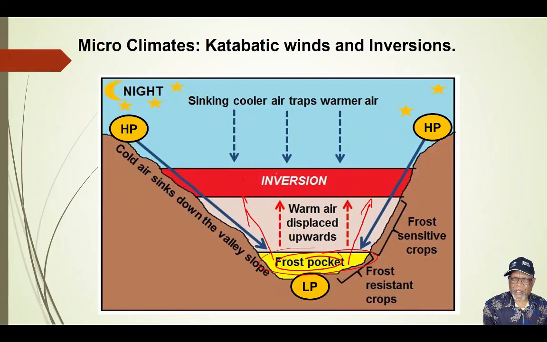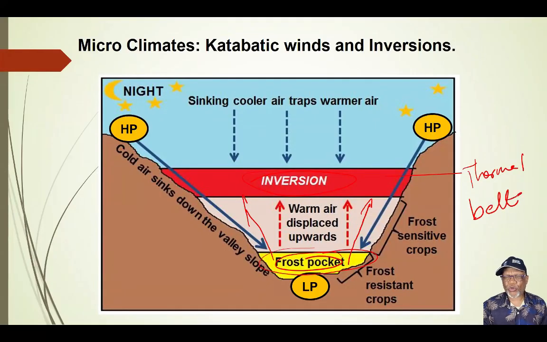And here in this valley, what are we going to get? We're going to have what we call a thermal belt there in the valley, and it shows temperature inversion. This layer here, we're going to call it the thermal belt. But what is it indicating? It is indicating the increase of temperature with an increase in height, which is called temperature inversion.